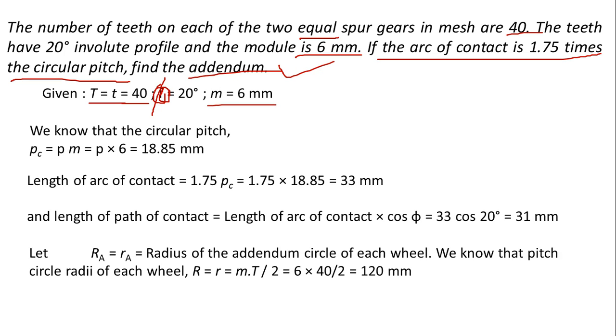So PC is pi into m. So you get the value of circular pitch. Then arc of contact, this is given here in the question. Arc of contact is 1.7 times that of circular pitch. So length of arc of contact is 1.7 times of PC, and PC you have calculated now. So substitute the value of PC here, you get 33 mm.